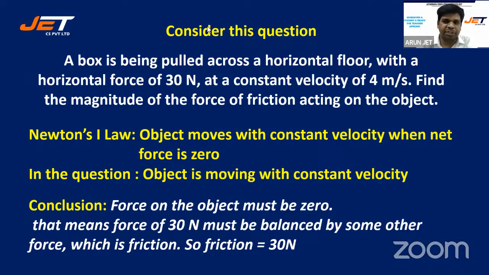All right. So I'll repeat the logical statements. I'll repeat the reasoning. I've got a box which is being pulled with 30 Newton but moving with constant velocity. What is required to find is the force of friction acting on the object. From Newton's first law, we know that if a particle moves with constant velocity, the net force on it should be 0. So in the given question, the box is moving with constant velocity. That means net force on the box is supposed to be 0. There's an applied force of 30 Newton, which is counterbalanced by another force, which is friction. So friction is equal to 30 Newton. Pretty simple, right? All right. Now let's go for another example.